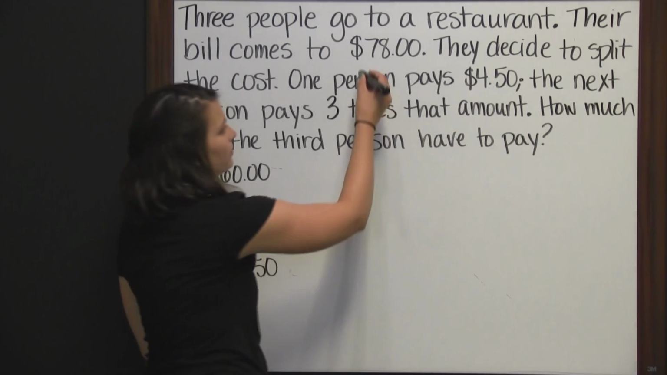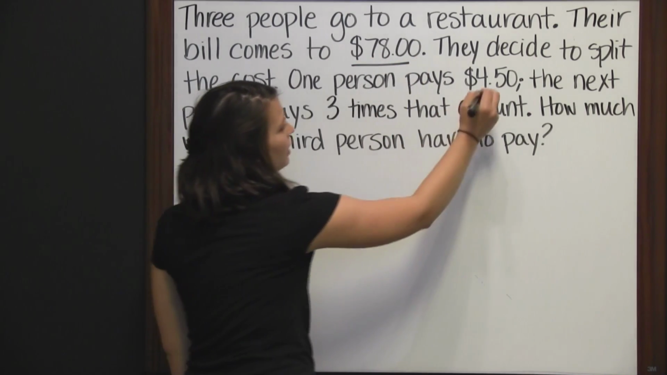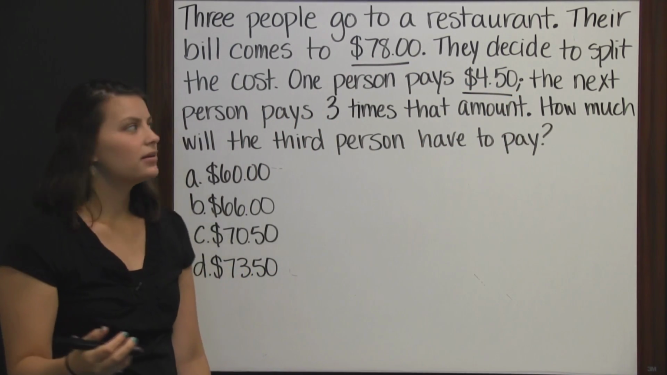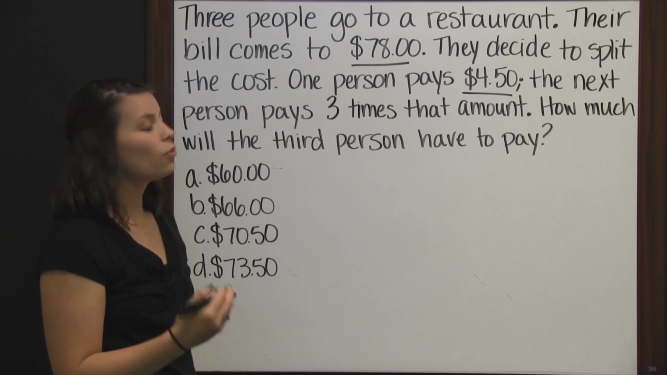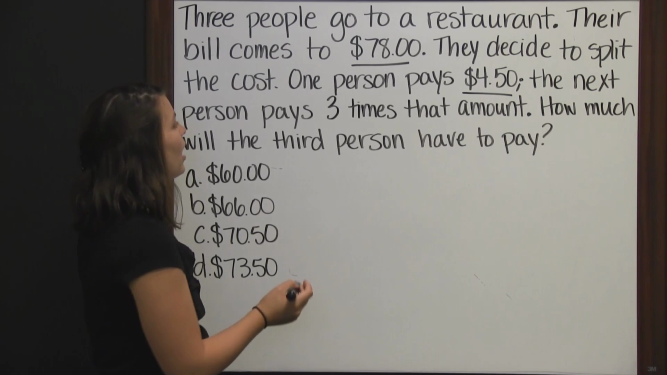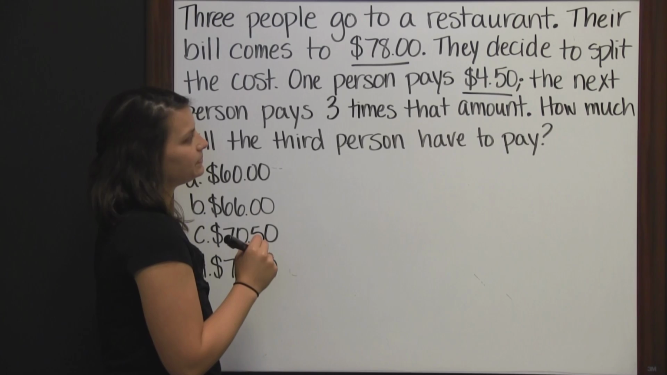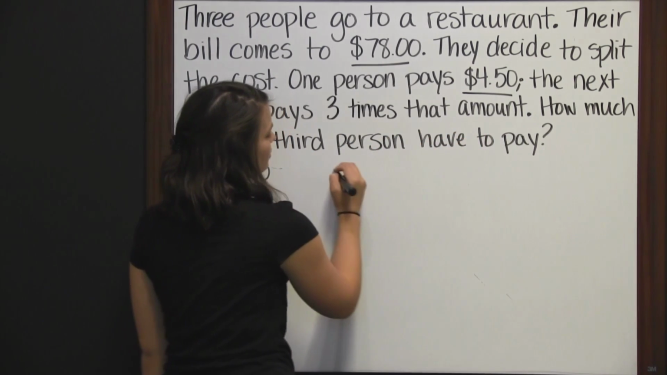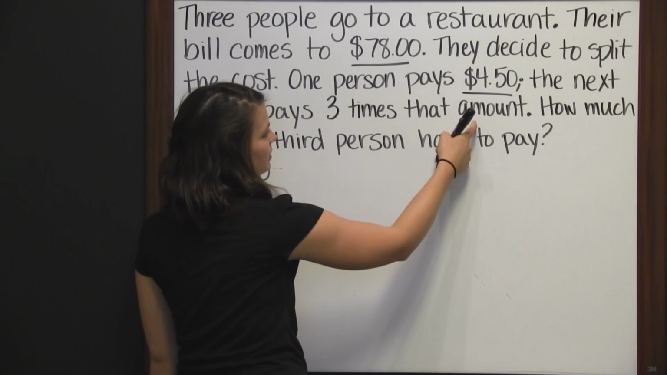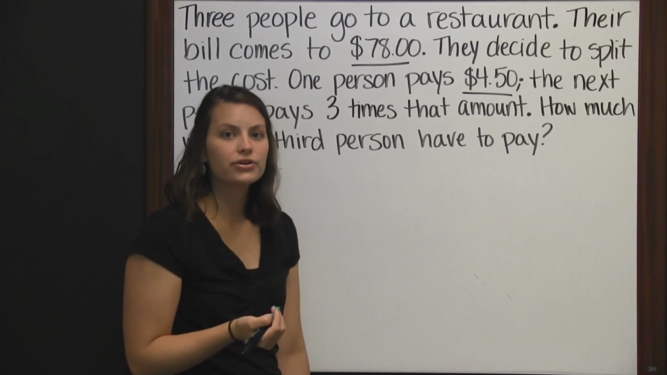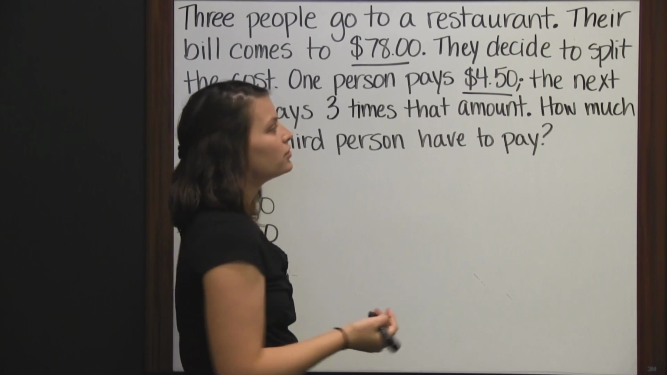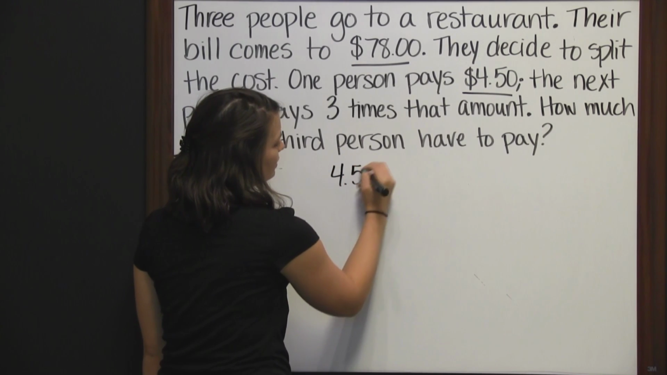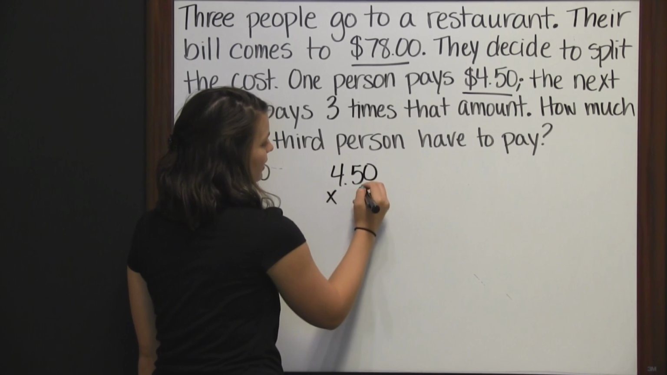So we know the total and how much one person paid. We're also given an idea and a way to figure out how much the second person paid. It says the next person pays 3 times that amount. 3 times, and that amount being $4.50. So to figure out how much they paid, we take the $4.50 and multiply it times 3.